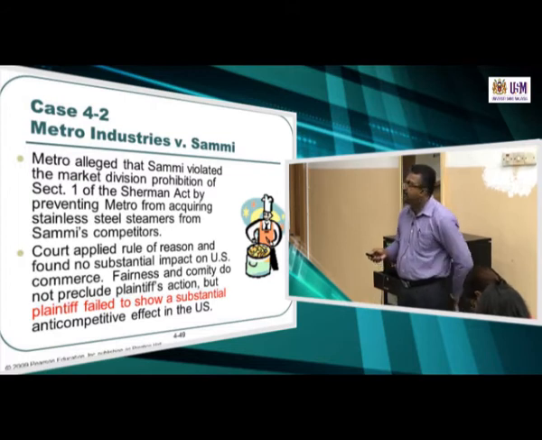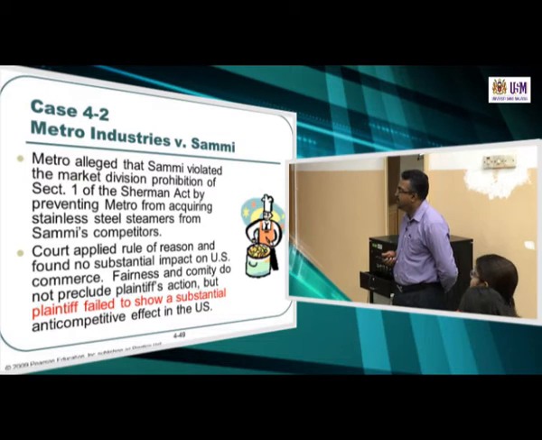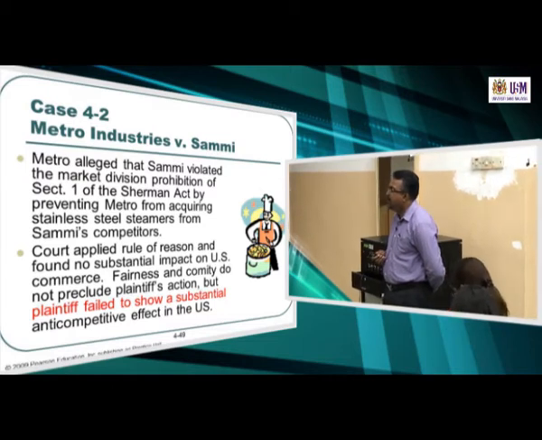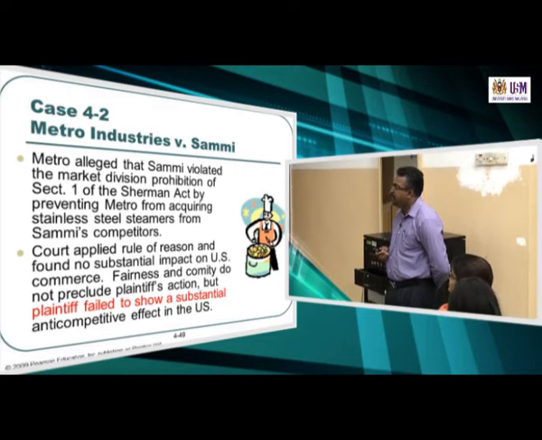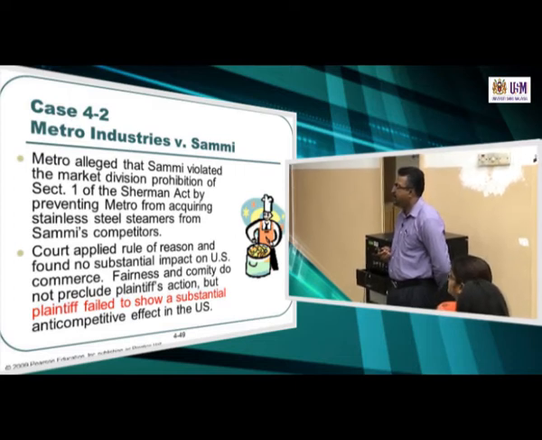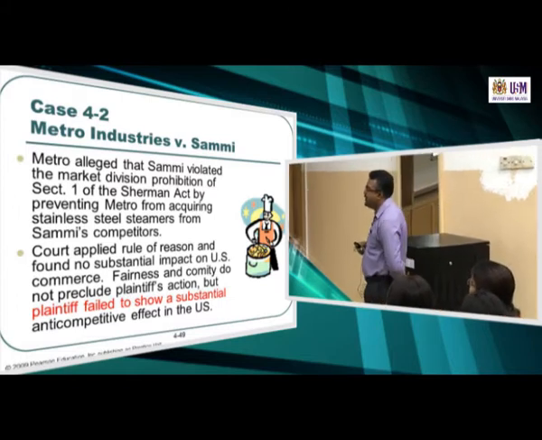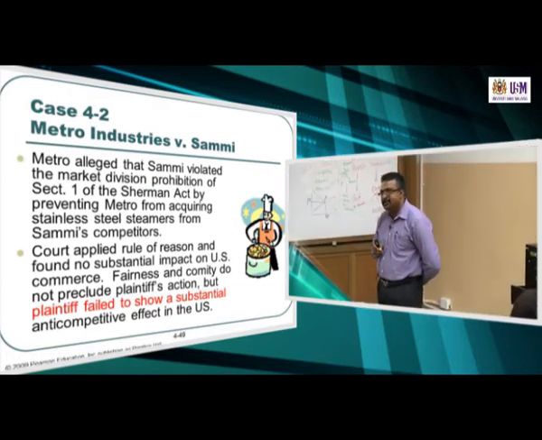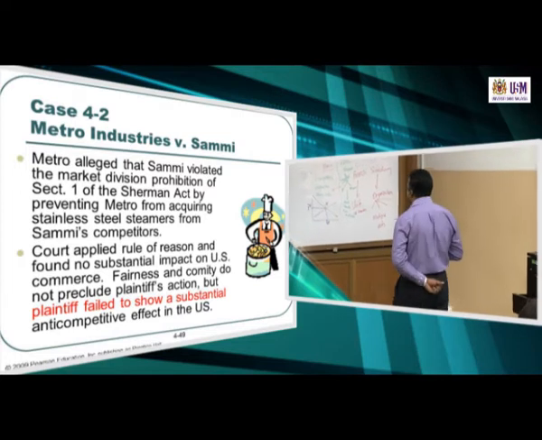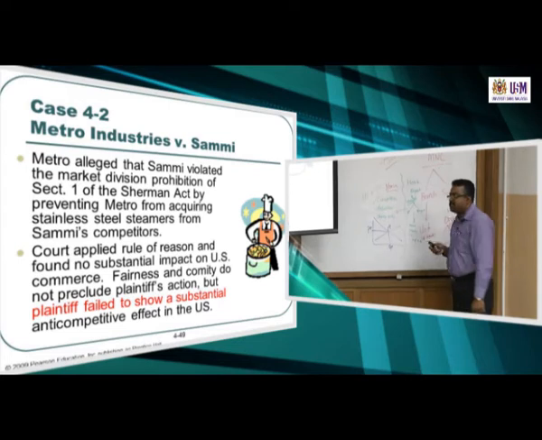Let me read the case for you. Metro alleged that Sami violated the market division prohibition of Section 1 of the Sherman Act by preventing Metro from acquiring stainless steel steamers from Sami's competitors. So please go back and read the case. The court applied the rule of reason and found no substantial impact on U.S. commerce. So now we are checking whether we can use this act for the host-based subsidiary.